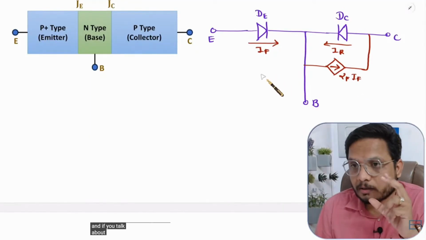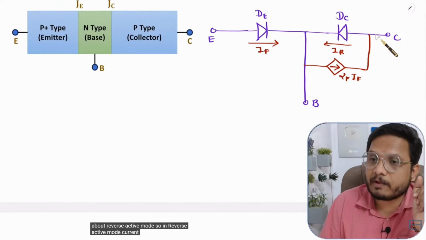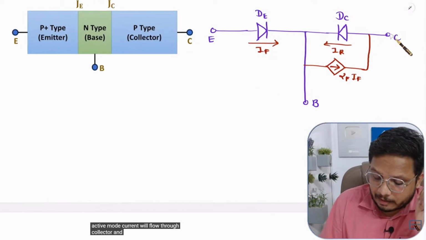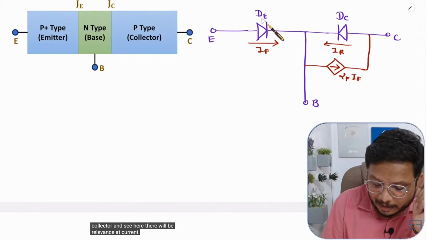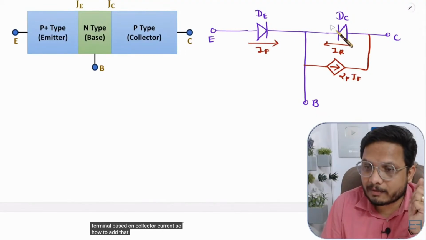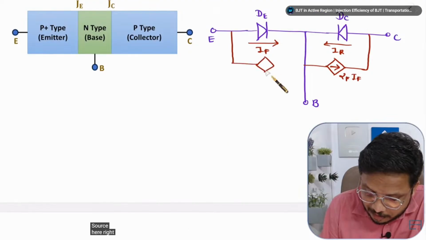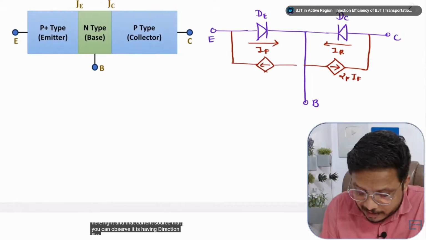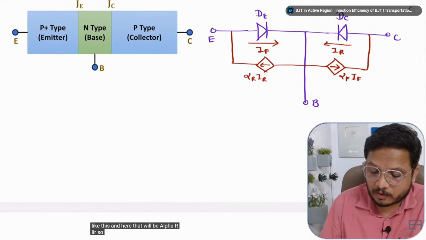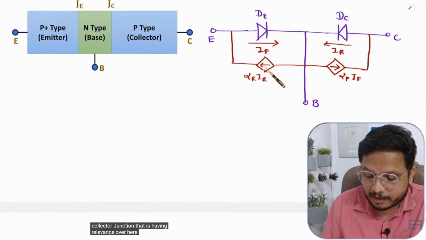And if you talk about reverse active mode, then in reverse active mode, current will flow through the collector. And here there will be relevance at the current passing at the emitter terminal based on the collector current. So how to add that relevance? By adding a current source. So let me add one current source here, and that current source has a direction like this. And here that will be alpha R, IR. So the current passing through this collector junction has relevance over here.